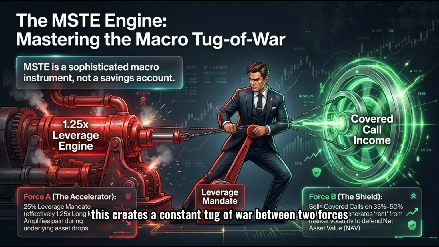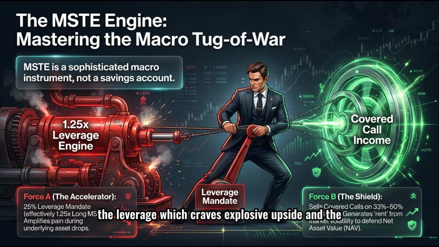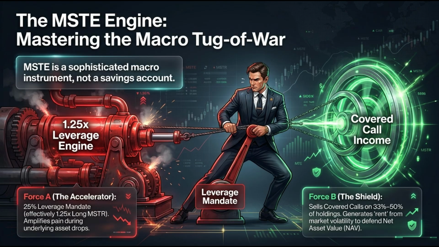This creates a constant tug-of-war between two forces: the leverage, which craves explosive upside, and the covered calls, which harvest rent from market volatility. When the underlying asset drops, the leverage amplifies the pain, making the income generated by the options the only defensive line protecting the fund's net asset value, NAV.